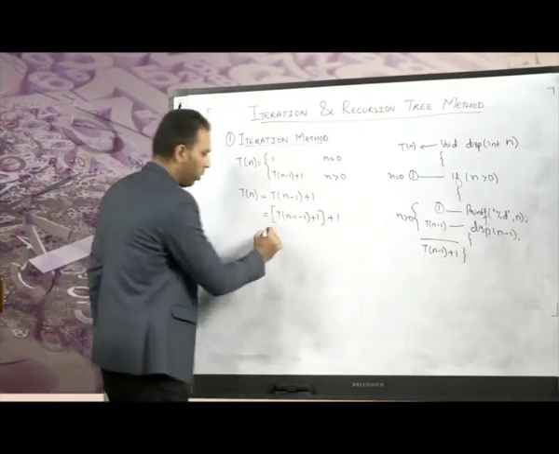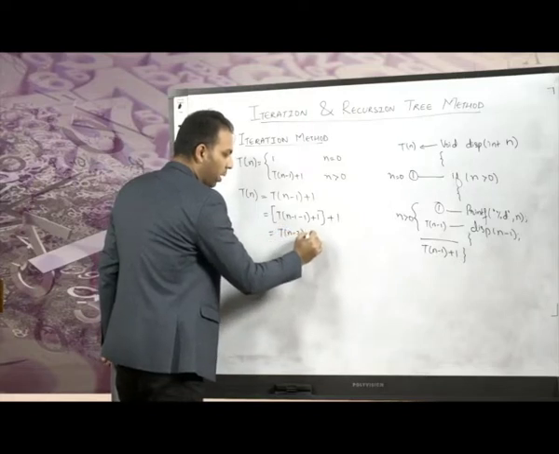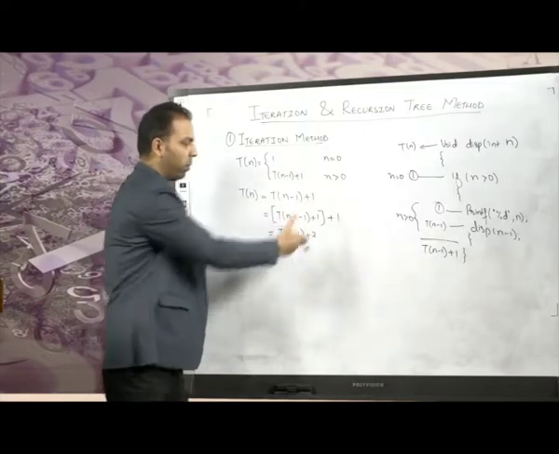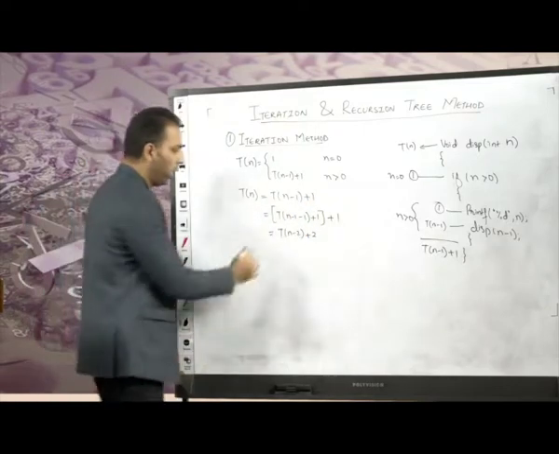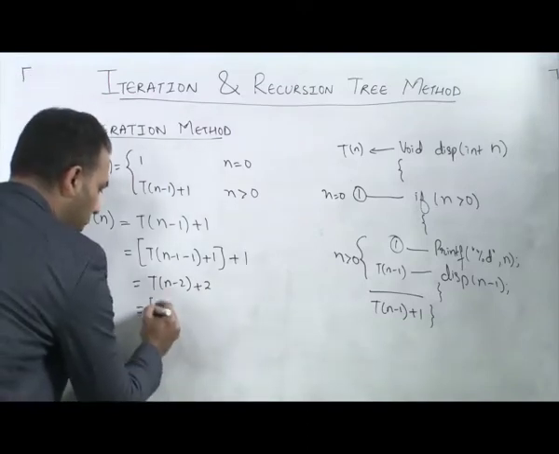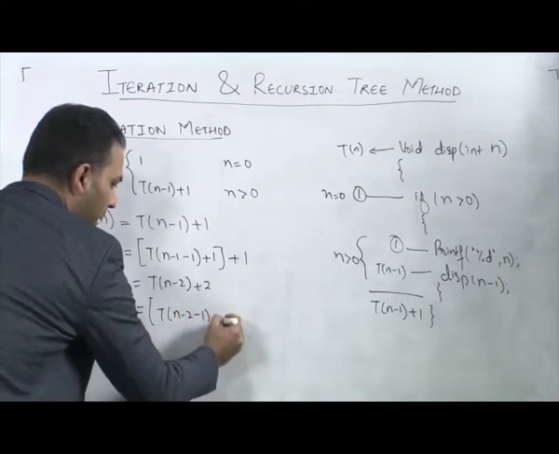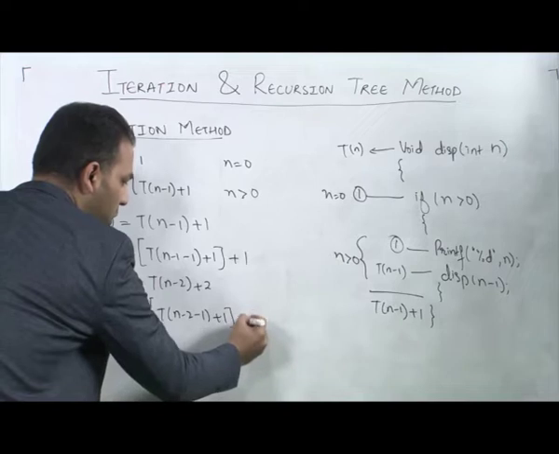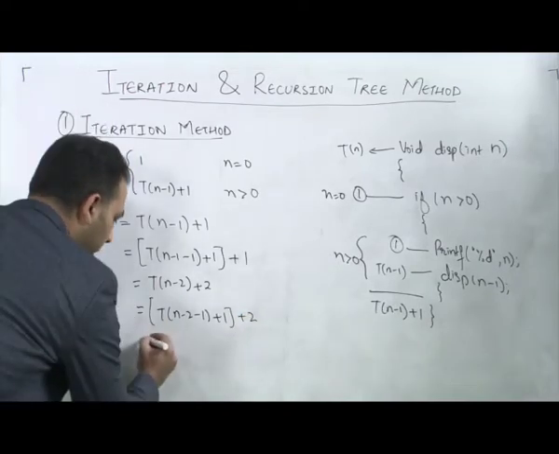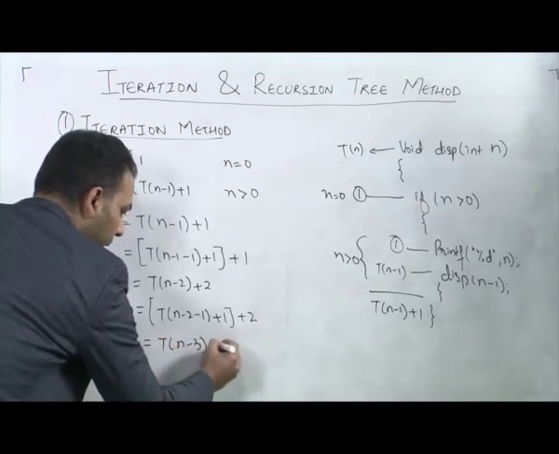Fine. So it will be T of n minus 2 plus 2. Minus 1 is minus 2, and outside, 1 plus 1 is 2. Now I'll expand this T of n minus 2. It will be equal to T of n minus 2 minus 1 plus 1, and outside this plus 2 will remain the same. So what will it become? It will become T of n minus 3 plus 3.